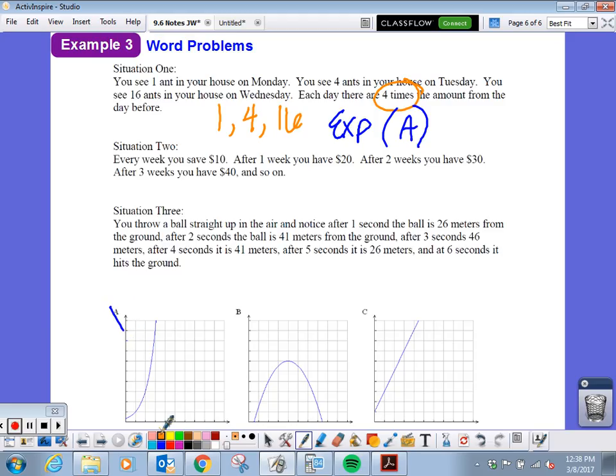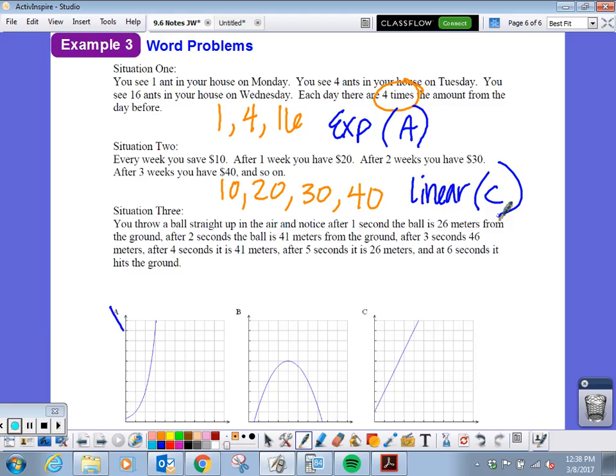Okay, situation 2. Every week you save $10. After 1 week you have $20. 2 weeks you have 30. 3 weeks you have 40, and so on. So what would this be? These are all going up by the same amount, which means this would be linear, which means this is graph C, which obviously means quadratics next, but let's look at it.